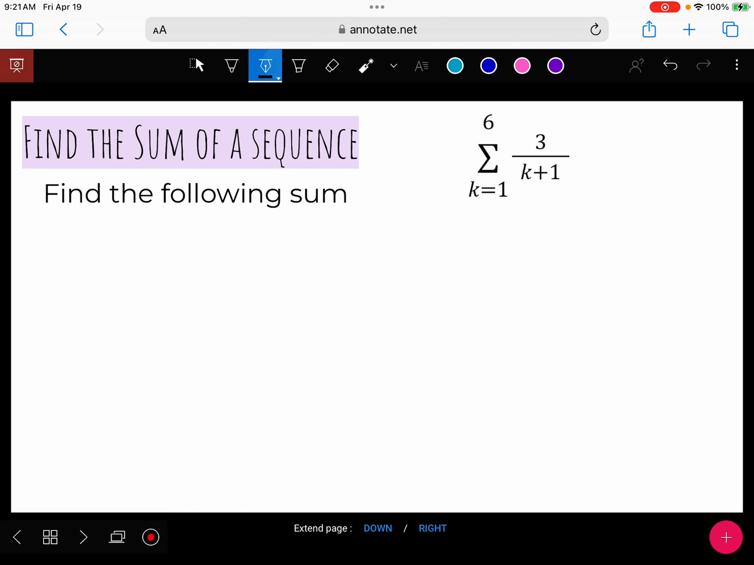So we're going to find the sum of the sequence from K equals 1 to 6. So we're finding the sum from 1 to 6 of 3 over K plus 1. So how many terms are we going to have?